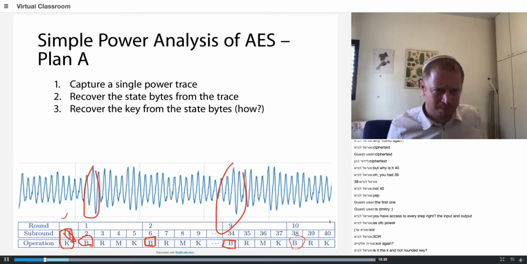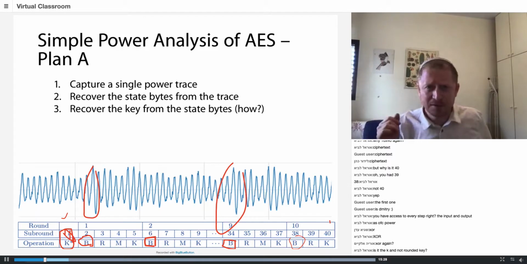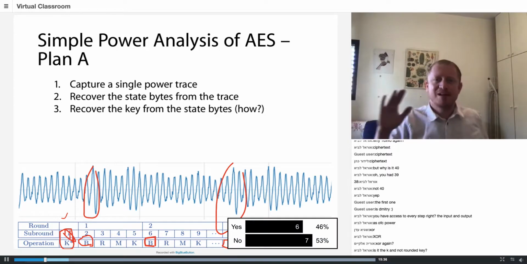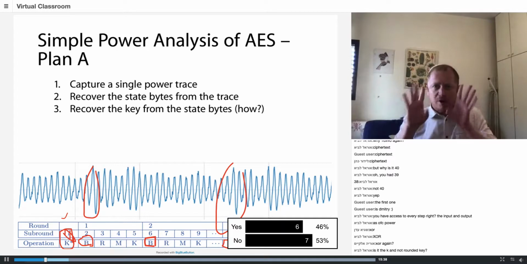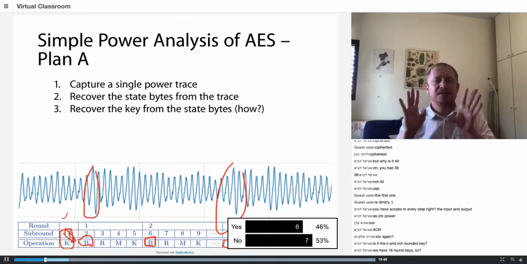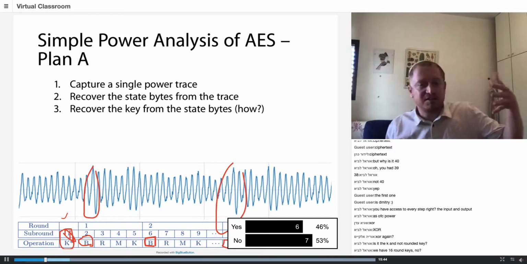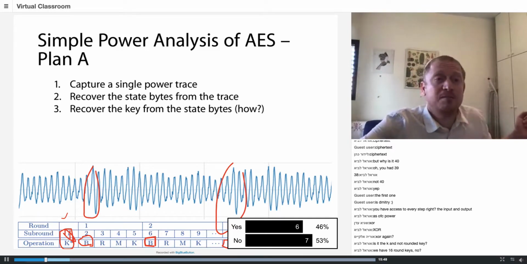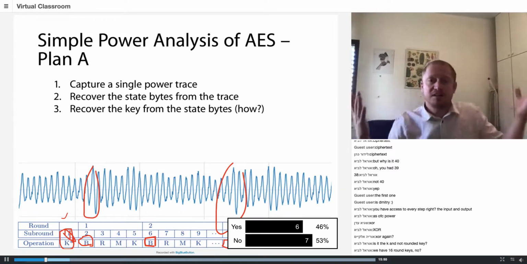Anybody want me to repeat this? Should I repeat this? Yeah. I'll be happy to repeat it. So the first operation of AES is add key. You take all of the bytes of the plaintext, which are known to everybody, and you take all of the bytes of the key, which are the secret.